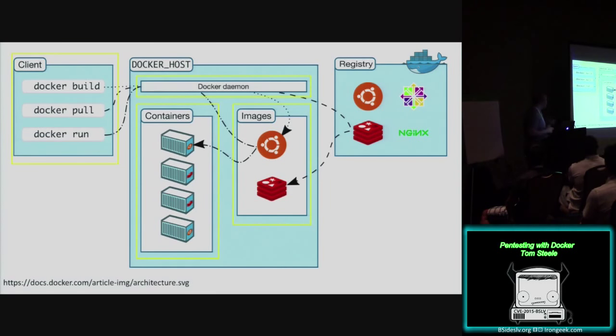And then the next thing, this is where we actually make things happen, is using the Docker client. The Docker client talks to the Docker daemon, and the Docker daemon manages those things. And the Docker client itself is very small and lightweight. It's a single binary.